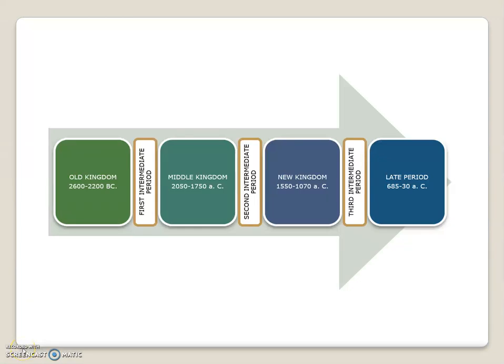Egyptian history is a long history, which is divided into four main periods: the Old Kingdom, the Middle Kingdom, the New Kingdom, and the Late Period. Between these periods, we are going to see phases of crisis and invasions that we call intermediate periods.